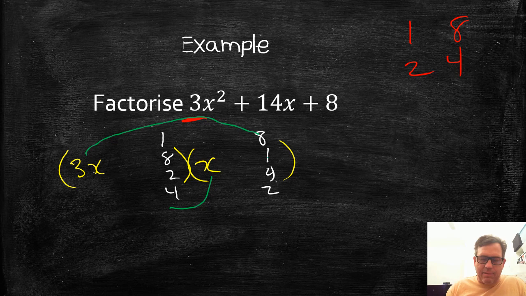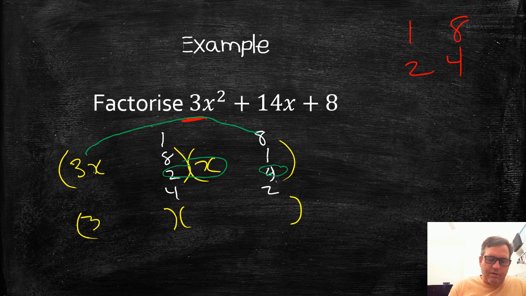If I do 3x times 4, that's going to give me 12x, and I can use this 2x. 12x plus 2x is 14x. So we found our answer with a little bit of trial and error. So 3x and x, and I just discovered that the 2 and the 4 go there.